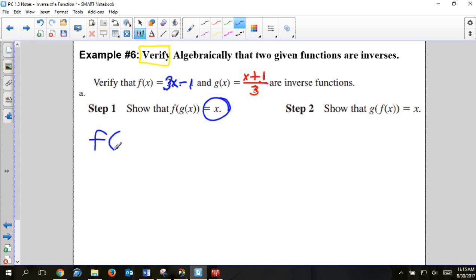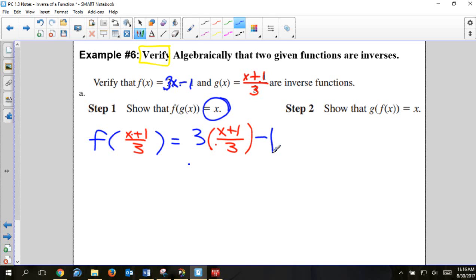So I'm going to do f of x plus 1 over 3. What that means, when I have f of something, is that in the f equation, wherever you see an x, we're going to make that a parenthesis, x plus 1 over 3. Wherever you see an x in the f equation, I'm replacing that x with what g is. I'm just taking one function and putting it inside the other function.